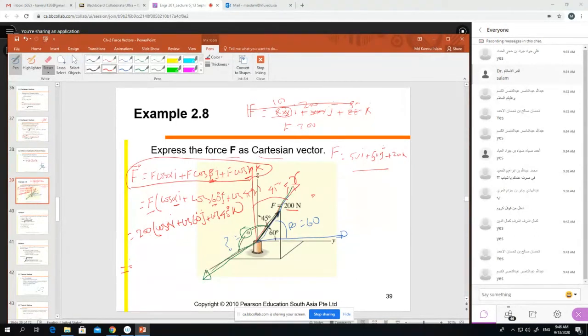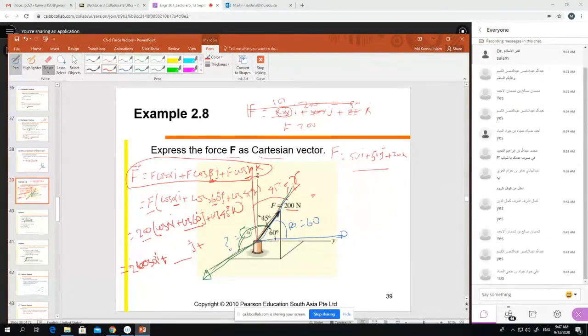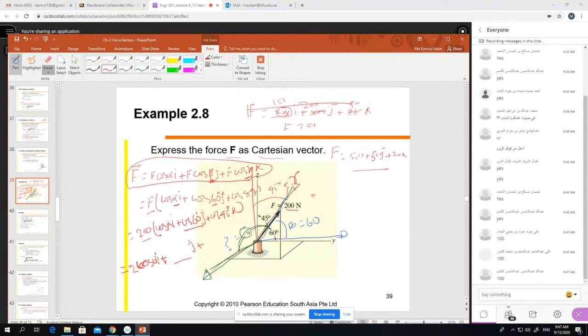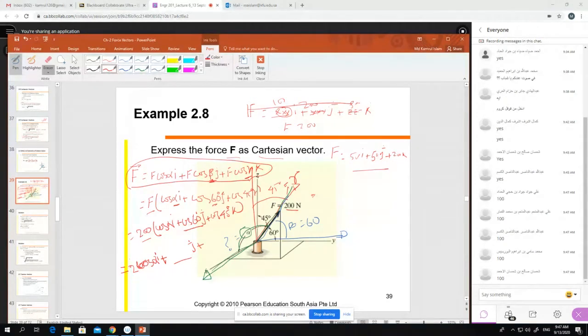Just 200 cos alpha i is given, plus, do the calculation and tell me how much. 200 cos 60 degrees is equal to how much? Tell me quickly. 100, right? Let me check. 100. Everyone correct? Everyone 100? Okay, so I write down here 100 j.